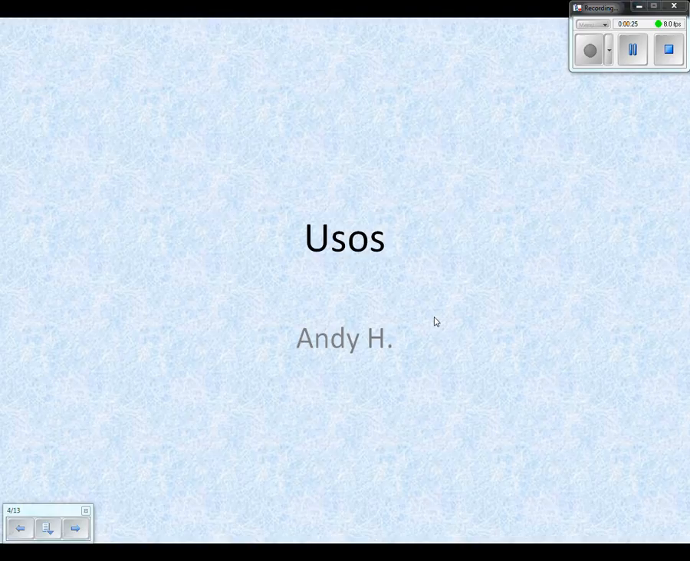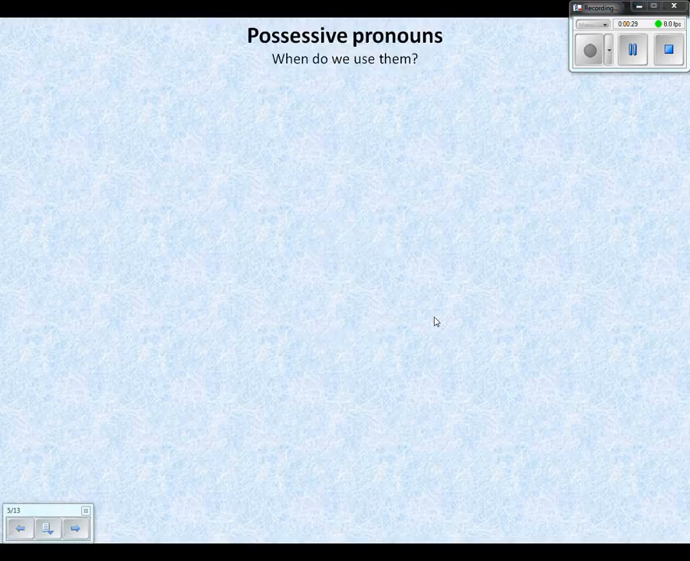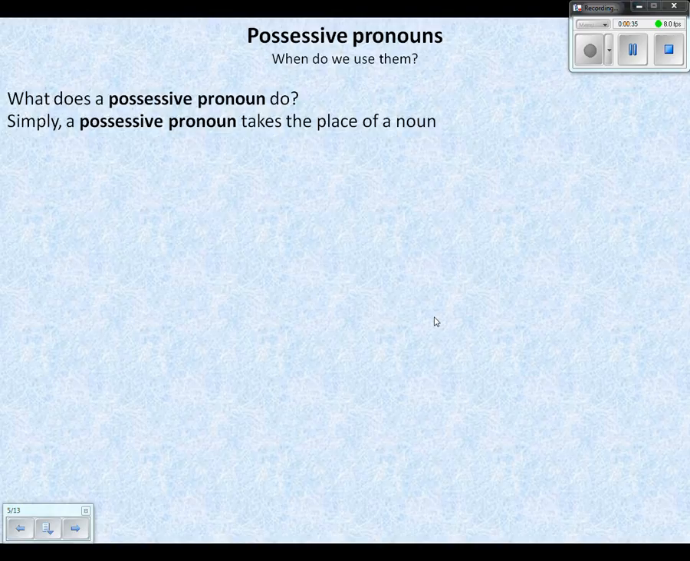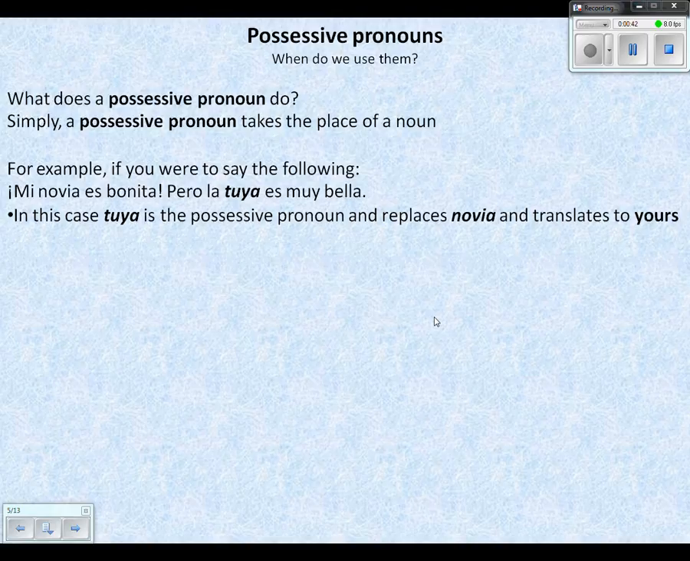The uses of them. How are we going to use the possessive pronouns that we just saw? Here, you will see a couple examples of when we use them. First, what does a possessive pronoun do? It simply takes the place of a noun. For example, if you were to say the following, mi novia es bonita, pero la tuya es muy bella. In this case, tuya is the possessive pronoun and replaces novia and translates to yours.